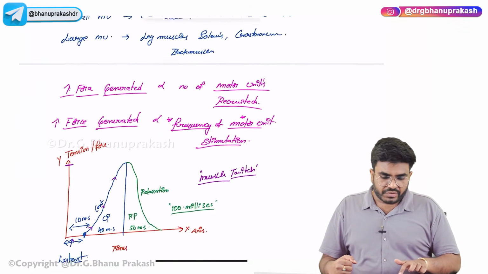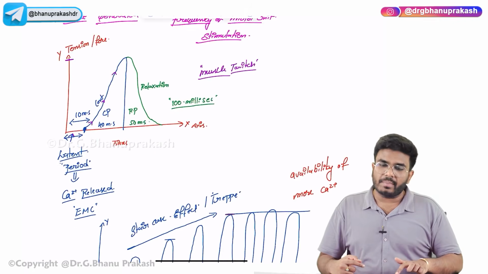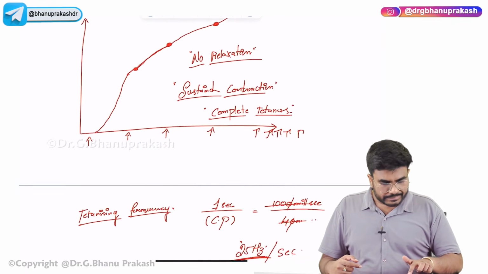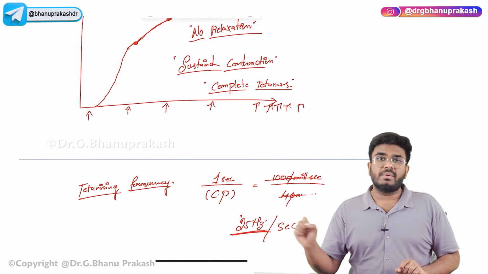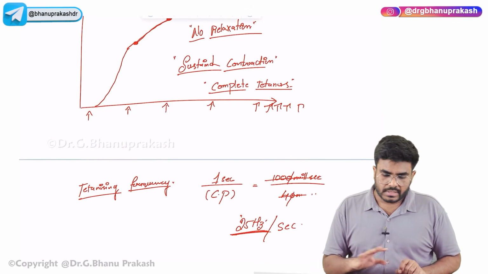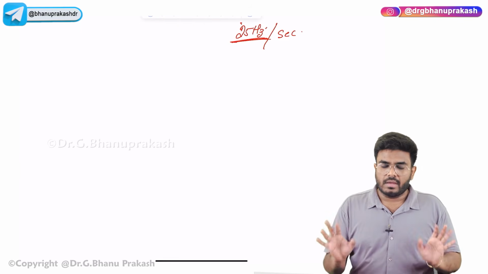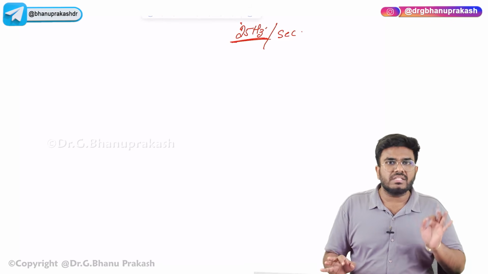Motor unit important points, whatever you need to know, and these graphs: muscle twitch graph, staircase effect, incomplete tetanus, and sustained muscle contraction, tetanus, complete tetanus, are completed. Now at the last, I want you to know a few more important points regarding the smooth muscle.